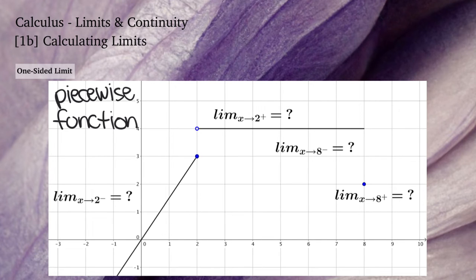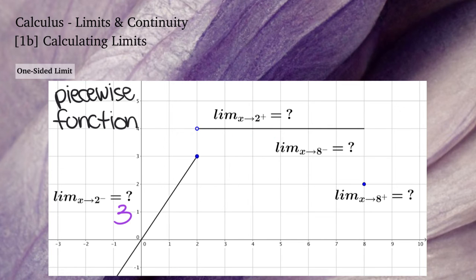So here we go. Let's move from left to right. So the limit as x approaches 2 from the minus side, or the left-hand limit, is 3. If we look at x values to the left of 2, they result in y values that are approaching 3. The next one, the limit as x approaches 2 from the positive side. Well, I'll let you think about that while I say this one thing about x equals 2.